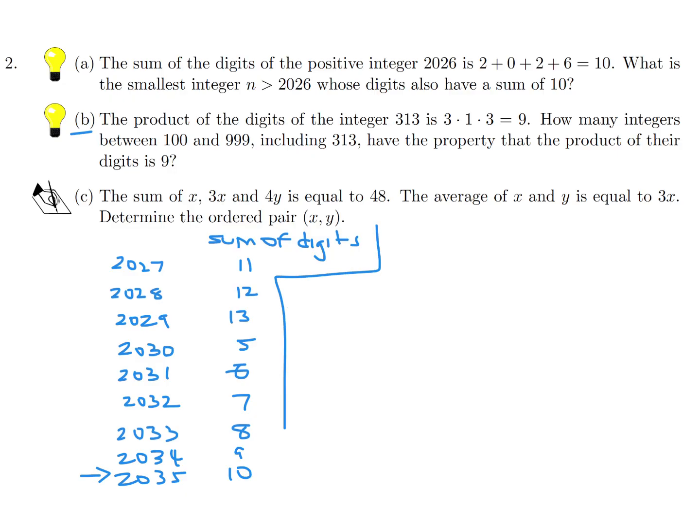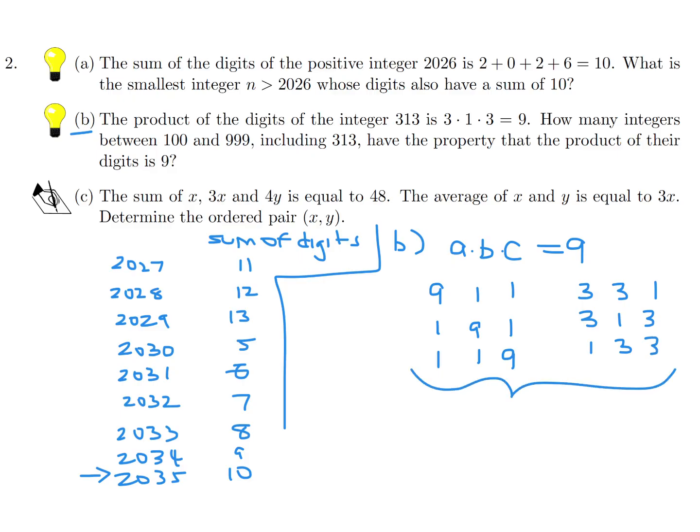Part B. The product of the digits of the integer 313 is 9. How many integers between 100 and 999, including 313, have the property that the product of the digits is 9? So we have 3 digits, A, B, and C, and when you multiply them, you get 9. So I don't think there's that many. Let me see here. 911, and then the iterations of that, which would be 191 and 119. And the only other way to get 9, I think, is with 2 3s, right? So 331, and then the arrangements of that, which are 313 and 133. I think that's it. So that would be 6.